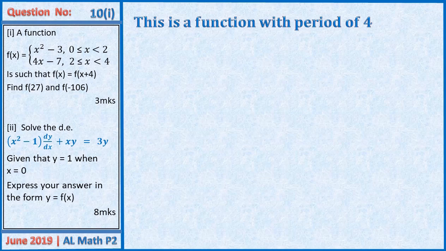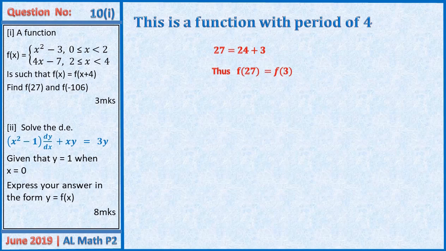So we observe that 27, that's the first thing to do. 27 is the same as how many times the period? 4 times 6. So the period 6 times, then plus 3. That gives us 24 plus 3. So f of 27 will be just the same as f of 3.